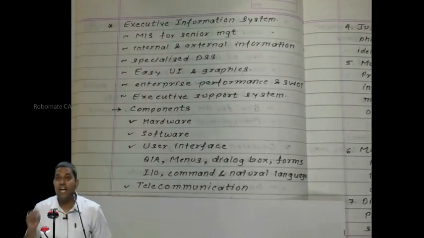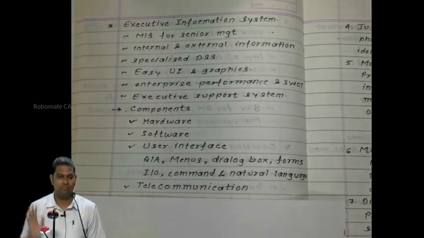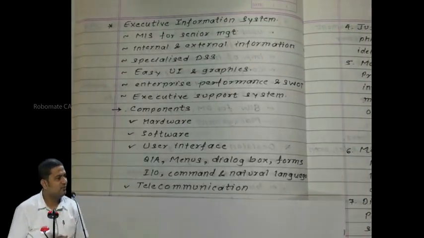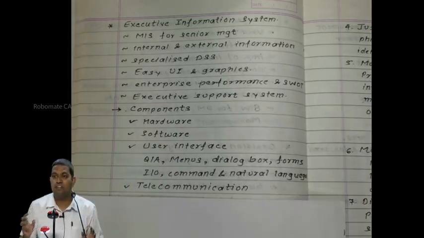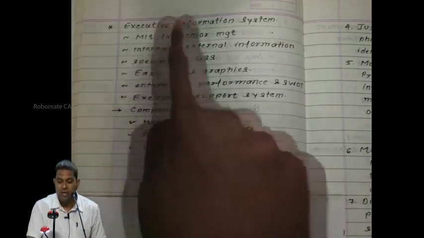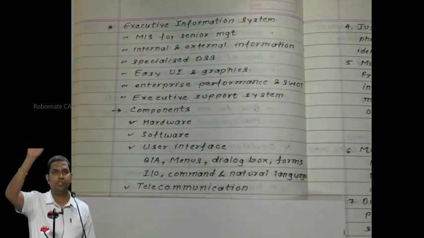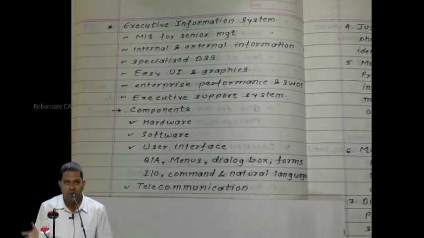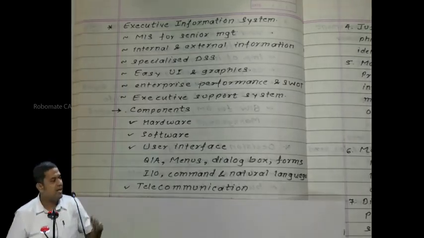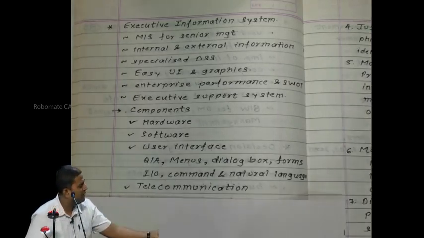Next is called the executive information system. Who are executives? Those who sit at the top. They are a part of the top level management. Now listen, an executive information system is nothing but a management information system for senior management.